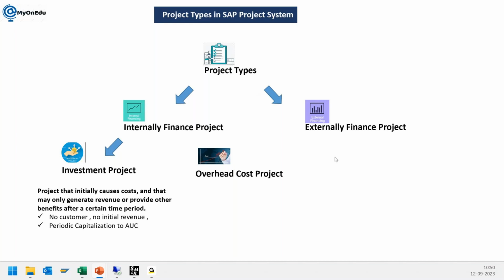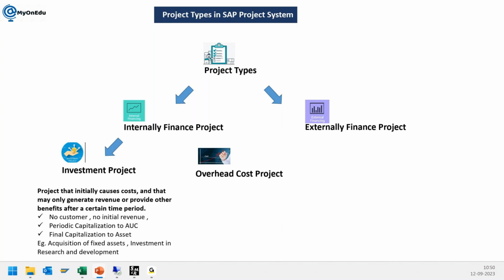In an investment project, because it's an asset to the company at the end, we are periodically capitalizing the cost to the AUC. AUC here is the asset under construction. Sometimes you will hear CWIP as well, capital work in progress. Once the project is completed, we transfer all the project cost to the fixed asset. That is what happens in the investment project.